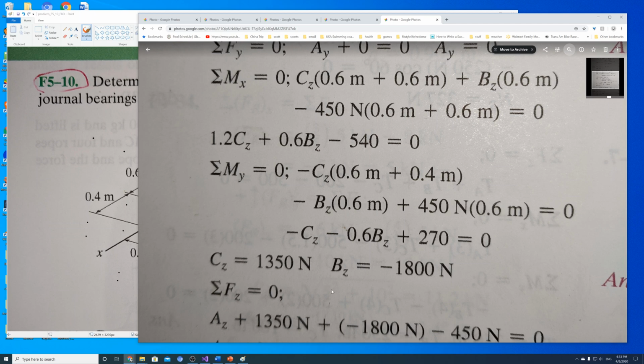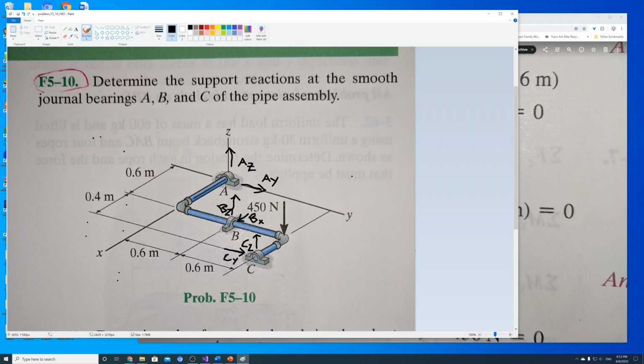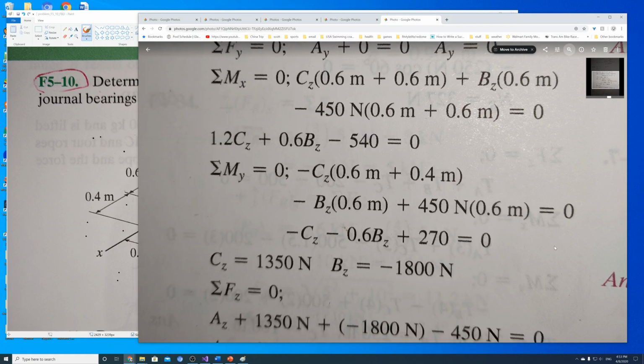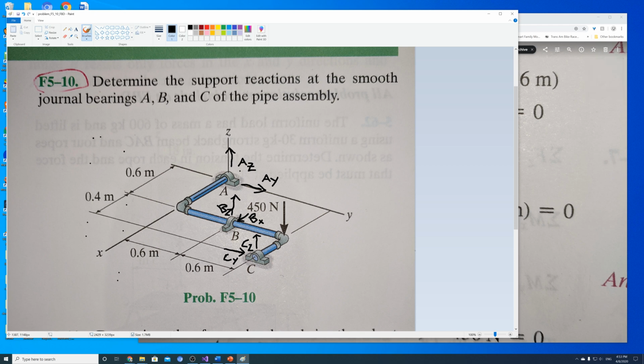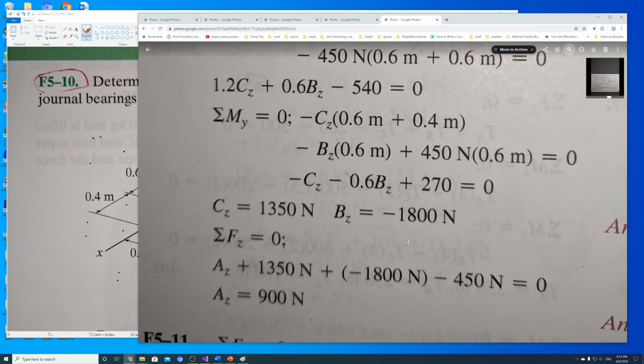All right. So that leaves us with just one unknown reaction left, and that is going to be the AZ. Okay. So AZ is going up, BZ is going up, CZ is going up, and this 450 is going down. So AZ plus BZ plus CZ is equal to 450 newtons down. And that's the equation. Okay, here's my 450, here's my 1350, here's my negative 1800.